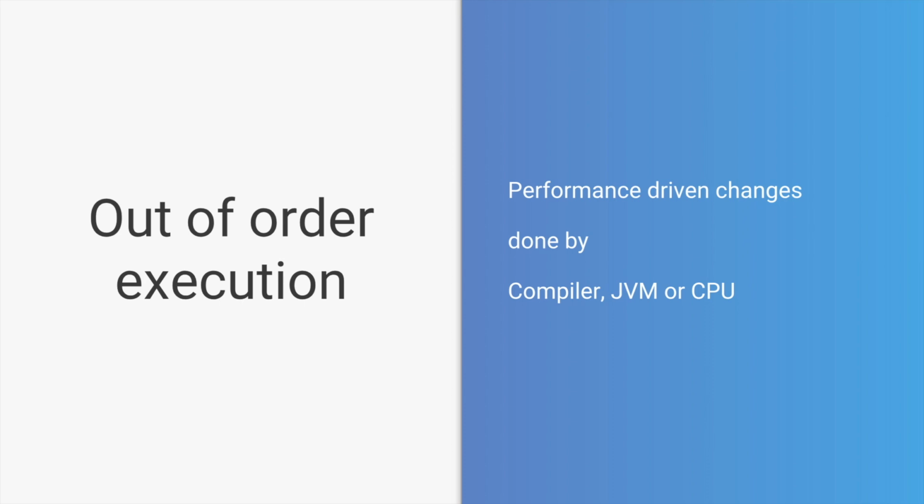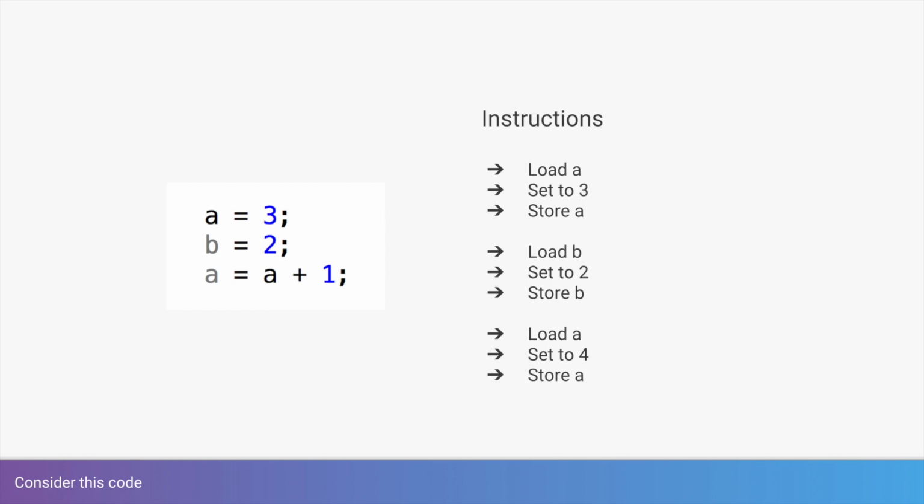Here we have a very small snippet of code, a equal to 3, b equal to 2, and a is incremented by 1. If you convert it, it might look something like this. It'll say load a from main memory, set it to 3, store it back. Load b, set it to 2, store it back, and so on and so forth. But if you observe closely, we are loading a twice.